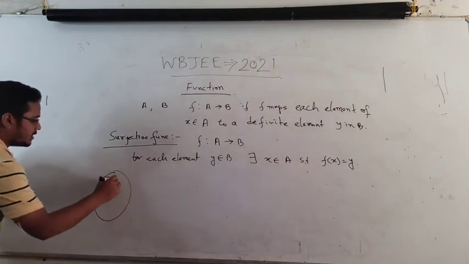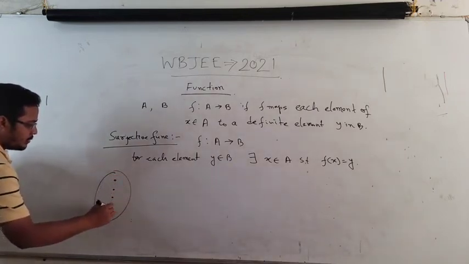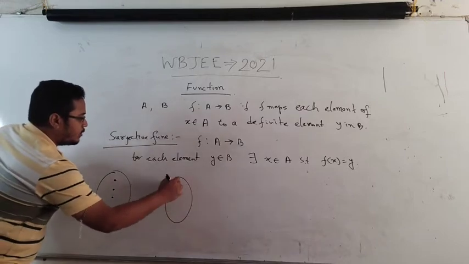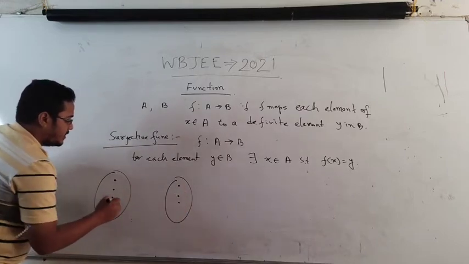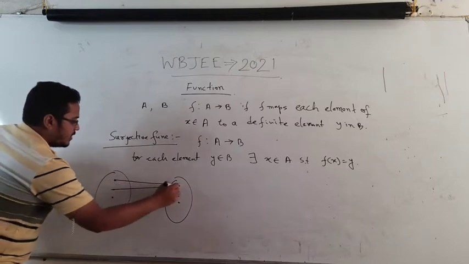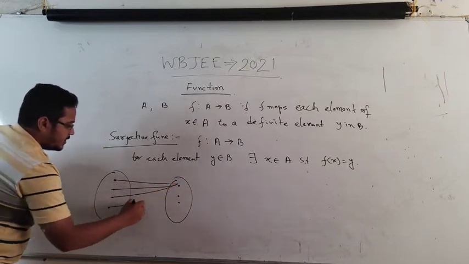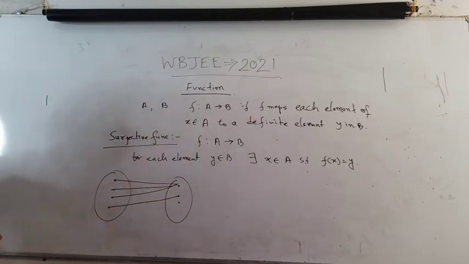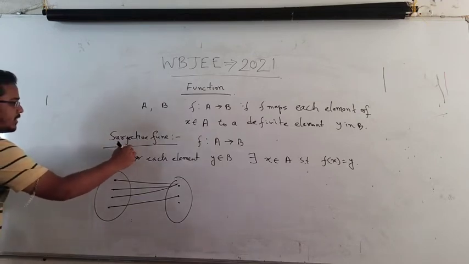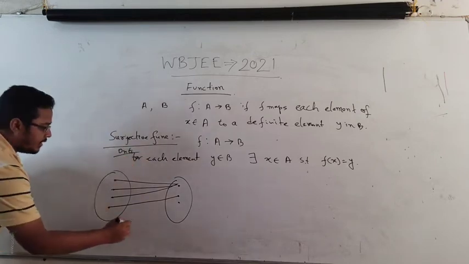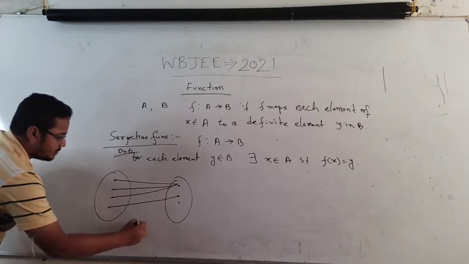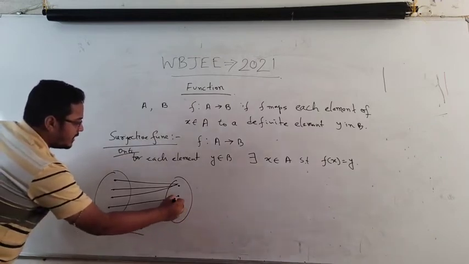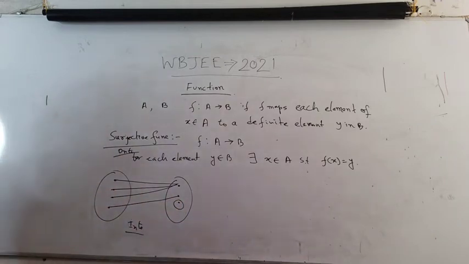Like this, suppose that the domain has 4 elements and the codomain has say 3 elements, and say f is a rule like this, then f will not be an onto function. Surjective has another name, onto. Then f will be an into function, because the codomain has an extra element which has no pre-images.